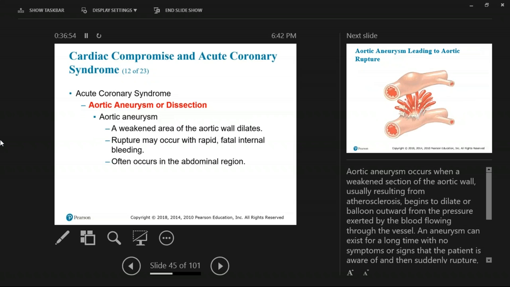So a triple A is aortic aneurysm, usually abdominal aortic aneurysm, because they happen there most commonly, but not quite as common as the chest ones.